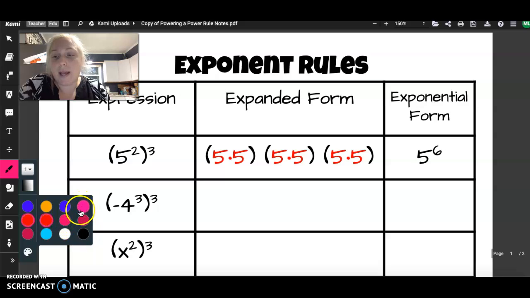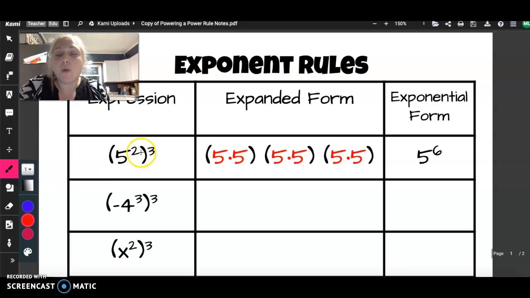So when we're looking at our expression here, we have 5 squared raised to the third power. We're having a power and it's being raised up to another power. 5 squared, we know, is just 5 times 5. And what 5 squared to the third power is what we have here.